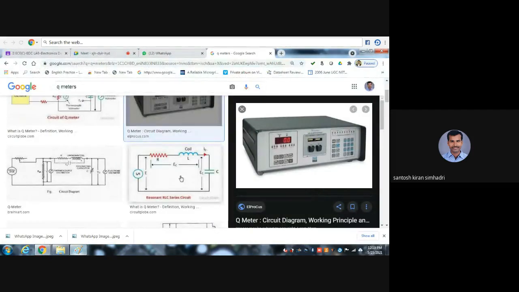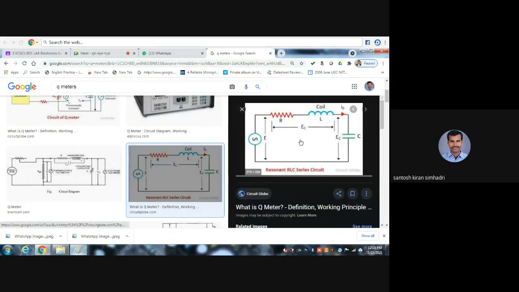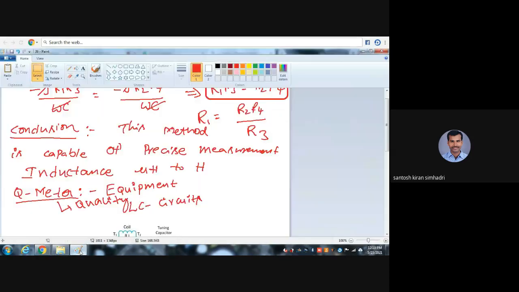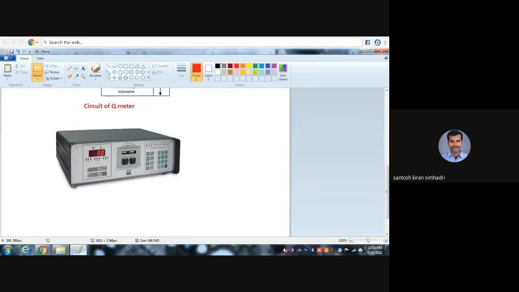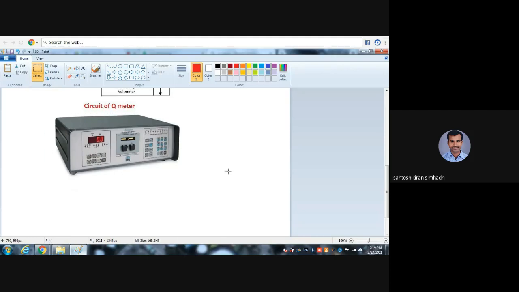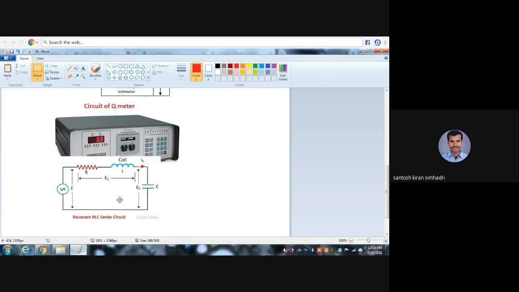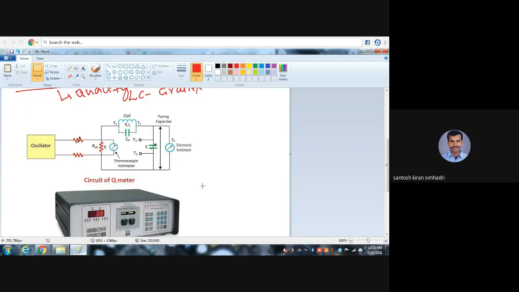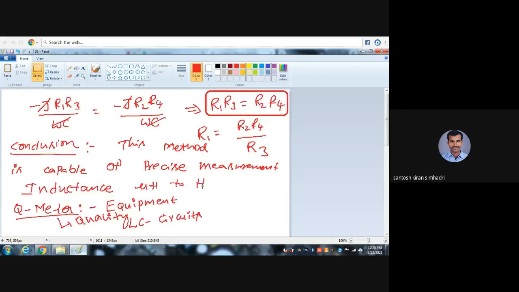I will show some resonant RLC circuits also, which is very important. I am copying everything directly from Google, and you people can also search from the source where required. This is the resonant circuit. These are the Q meters. Now I will save this slide and go to the next slide.